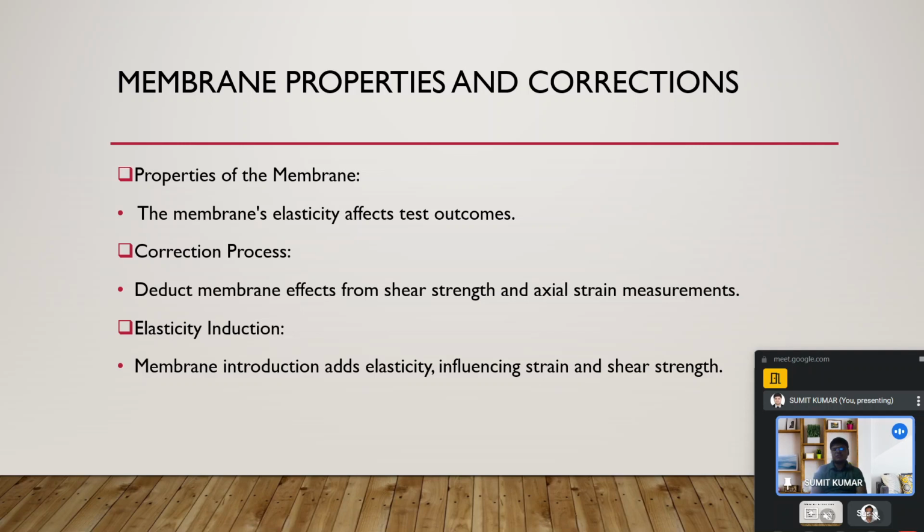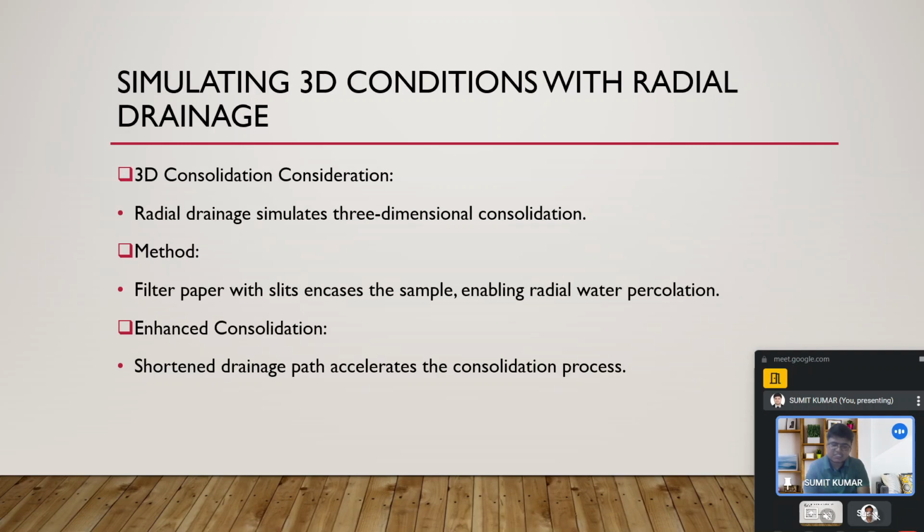So in the membrane property correction, the membranes, in which the soils are kept and to which the pressure is applied, are elastic, and the correction process is also performed for the value of the shear strength for the unit of the membranes. So those aspects are also there, and the elasticity the membrane adds influences the value of strain, and the shear strength is one of the aspects which the civil engineer needs to take care of.